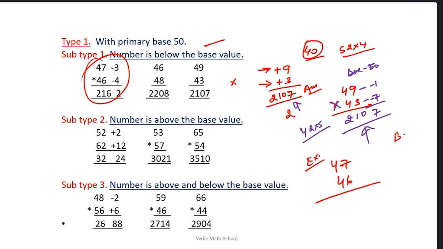I'm taking base value 50. The answer is 2162. Simple. If we have a base value 50, our difference is minus 3, minus 4. 4 is at last, so 2 is there, 1 is carryover. 47 minus 4 is 43, and 43 into 5 is 215. 215 plus 1 is 216.